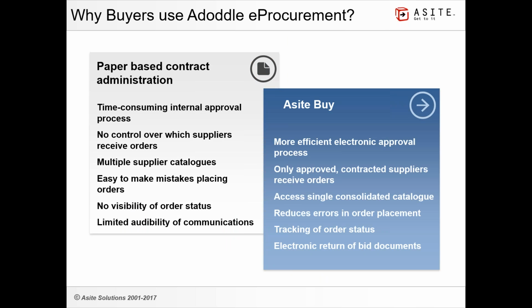Why do buyers use Adoddle procurement? So you can see it's a more efficient electronic process. You can approve orders on the go, be it sitting at your laptop or on the go from your mobile devices. You can ensure your team members are buying what you are contracted for. So once your contracts are all set up in place, they cannot go outside of the contract limits. You can set buying limits for your individual users and your approval limits all on the platform.